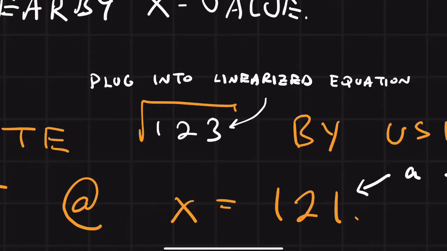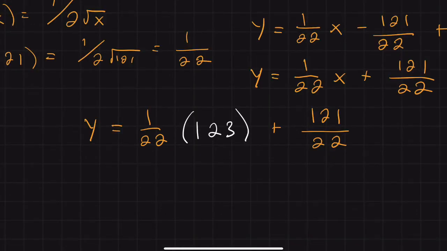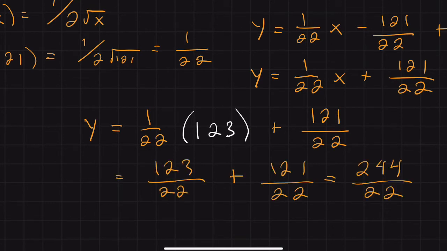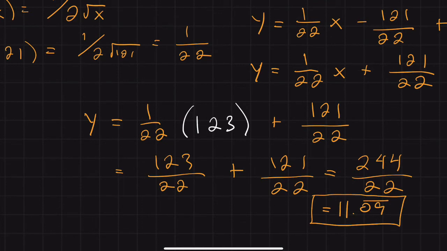Now that we have the linearization of the square root of x, we can plug in our value 123, which will give us an approximation for the square root of 123. We substitute 123 into our linearized equation. This would give us 244 divided by 22. Written as a decimal, this would be 11.09 repeating.